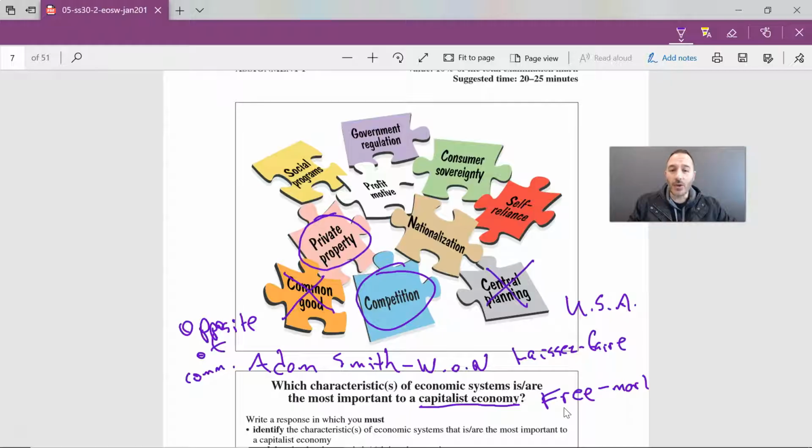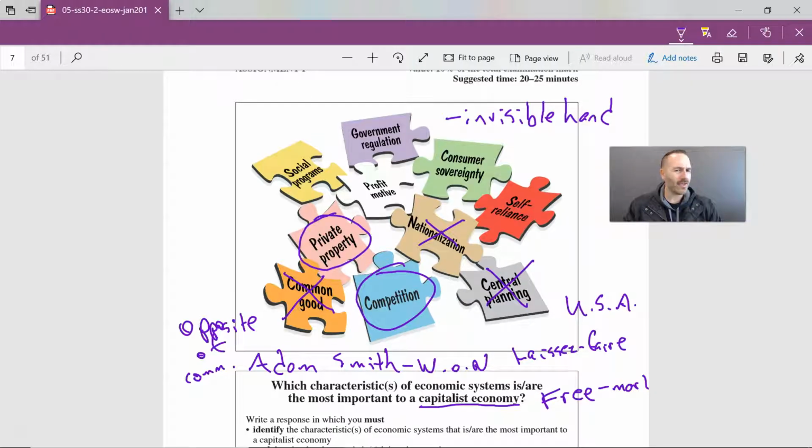And guys, notice how invisible hand, that's one of those characteristics of a capitalist economy. It's not on here, but I can add it, if I want, and that can be one of the things that I write about, okay? Anyways, going on, nationalization. Nationalization is where the government takes over industry. Is that capitalism? No, that is socialist, right? So nationalization, gone.